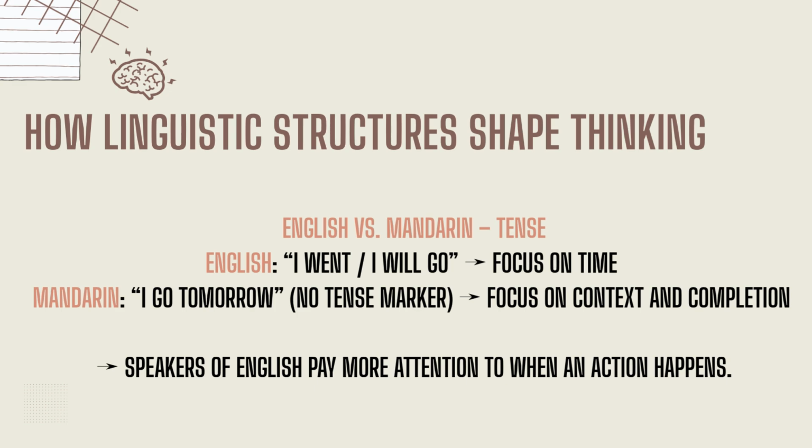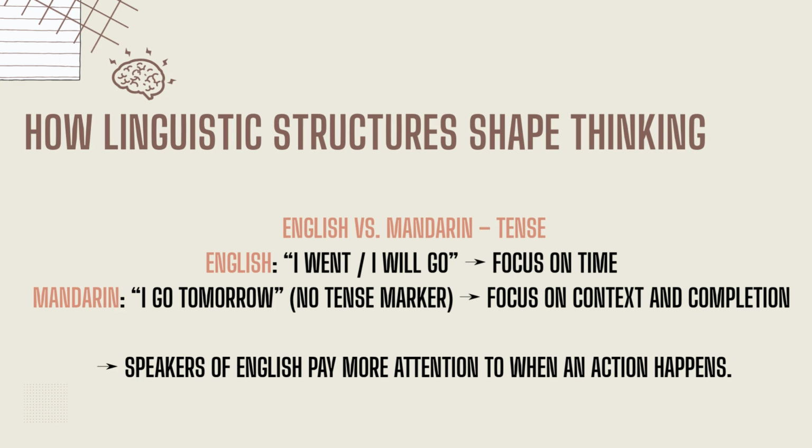Let's start with English and Mandarin. As we said, like the past tense, I went, I go. English speakers focus on time, while others focus on something else. You see, in Mandarin they say "I go tomorrow," with no change in the verb, no tense marker, nothing. So what happens? English speakers grow up paying attention to time.